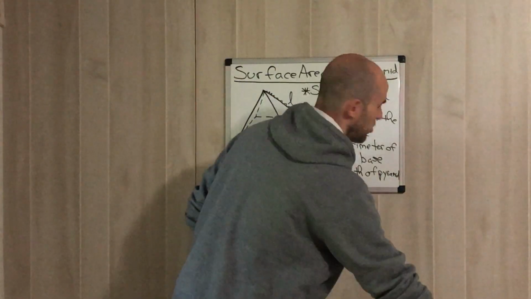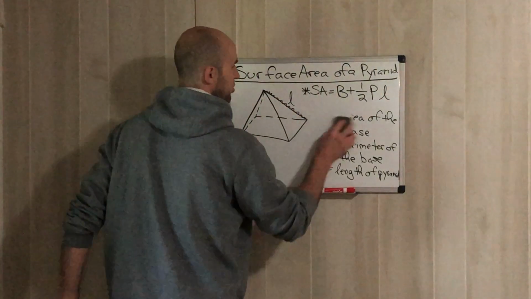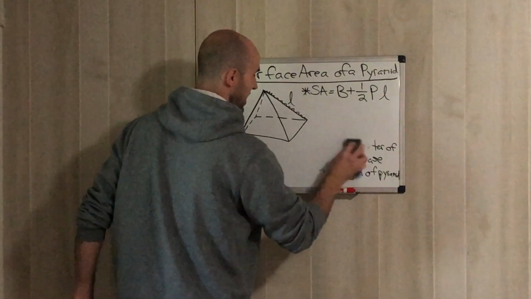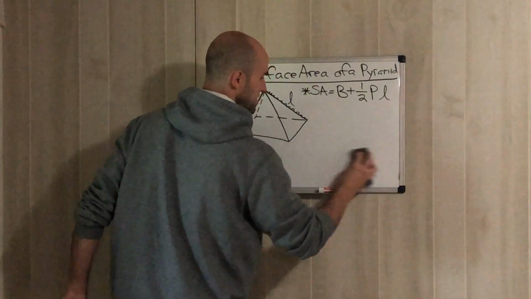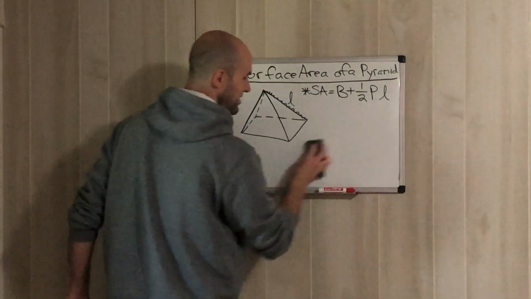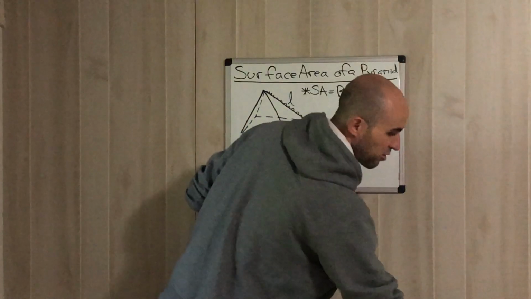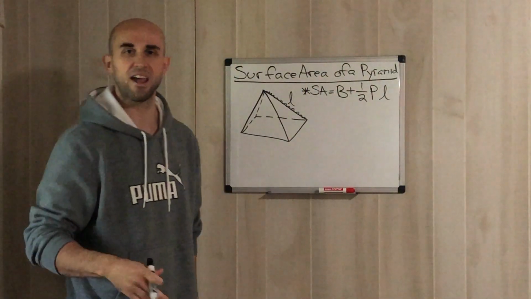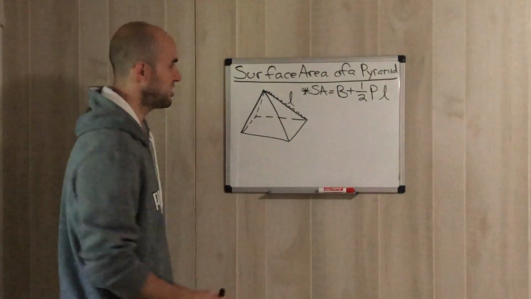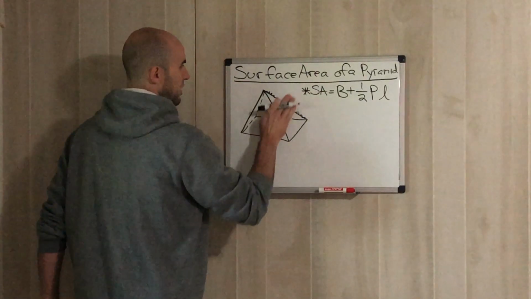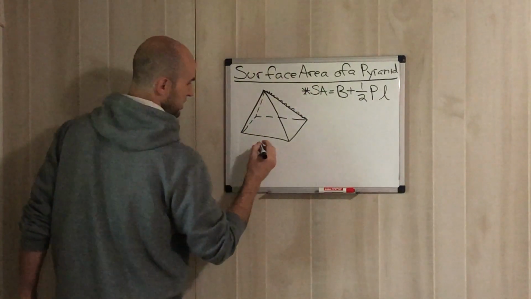So let me do a couple of examples just to start showing you guys what all of this represents. And my advice to you is very simple. Figure out what the base is, figure out what the perimeter of the base is, and once you figure out the area and the perimeter, this becomes so much easier to work with. So let's try this out with a few numbers.